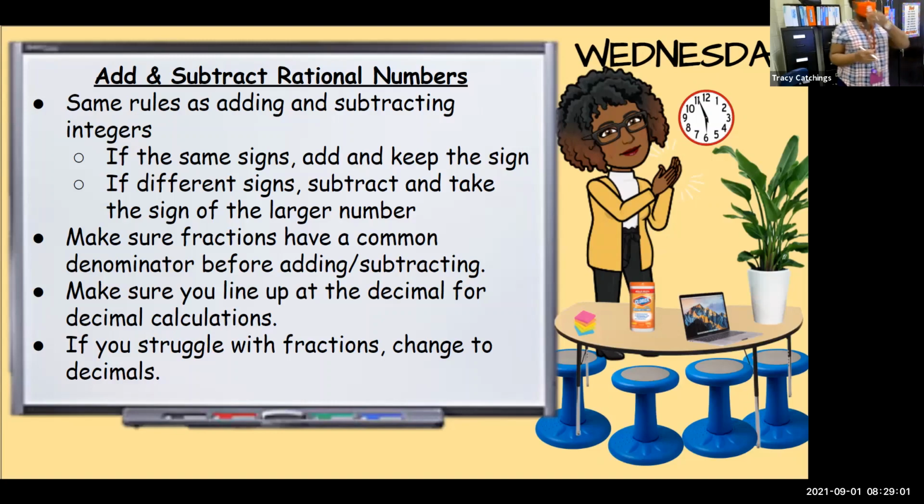All right. Add and subtract rational numbers. Same rules as adding and subtracting with integers. Same signs, we add and keep the sign. Different signs, we subtract and take the sign of the larger number. Asking yourself that question before you begin is going to be very important to make sure you perform the correct operation. You'll think, oh, I can just type that in the calculator. Guess what? It's a math class.